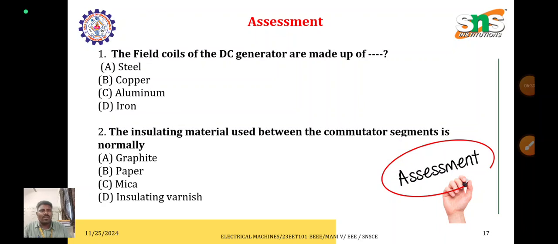So this is an assessment. The field coil of a DC generator is made up of steel, copper, aluminium or iron, and the insulating material used between the commutator segments is normally graphite, paper, mica or insulating varnish.